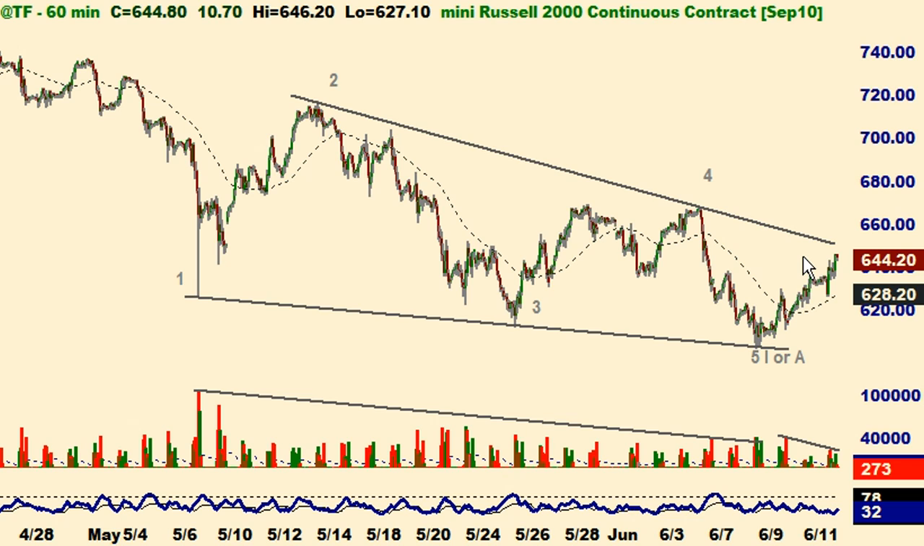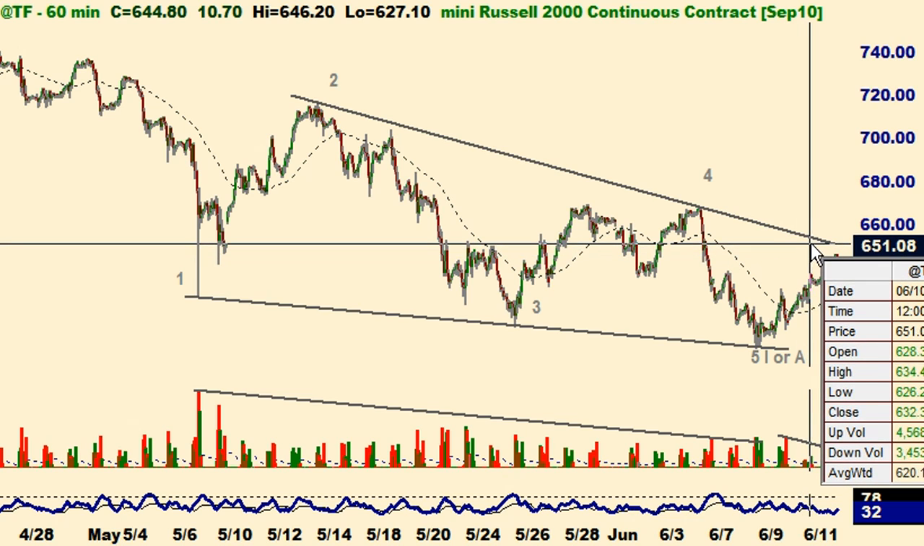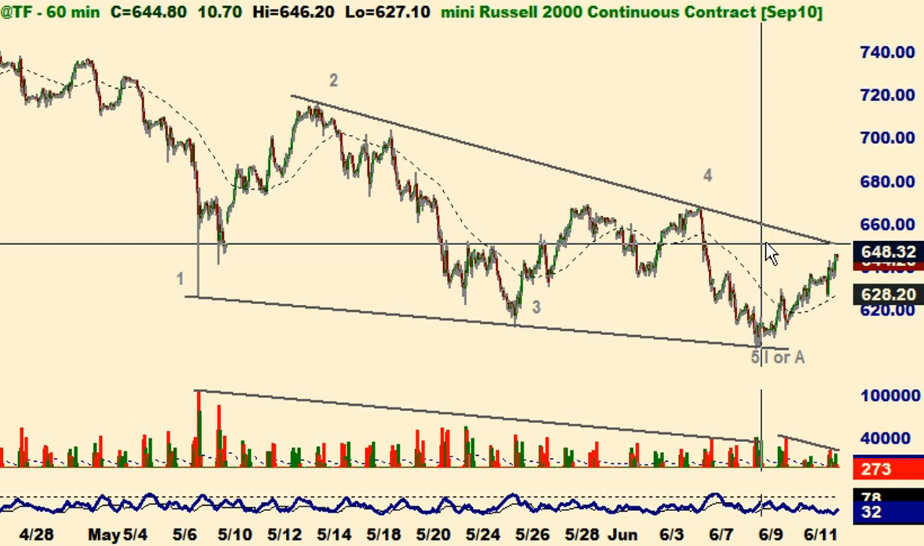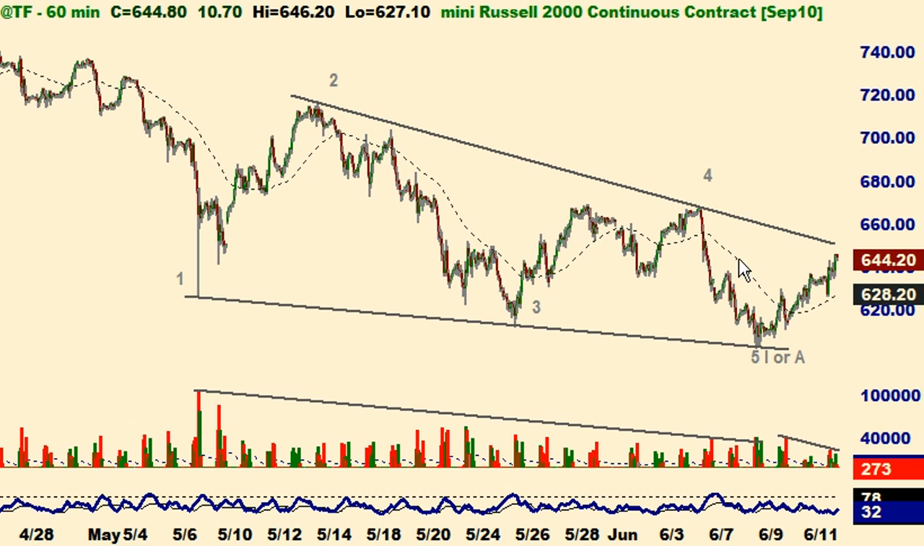Interesting to note, based on the futures, the top of the triangle is going to be overhead around 650 or so basis, or maybe 651 basis, the Russell futures.